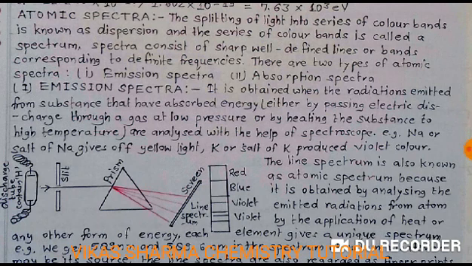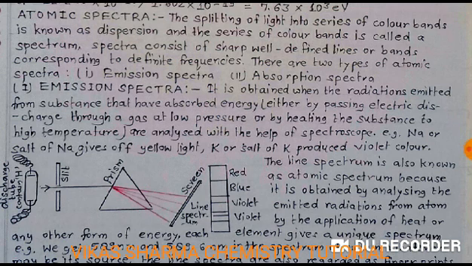It is obtained when the radiations emitted from substances that have absorbed energy, either by passing electric discharge through a gas at low pressure or by heating the substance to high temperature, are analyzed with the help of a spectroscope. Example, sodium or salt of sodium gives off yellow light. Potassium or salt of potassium produces violet color.